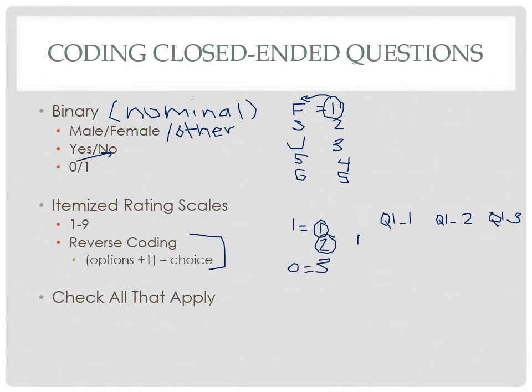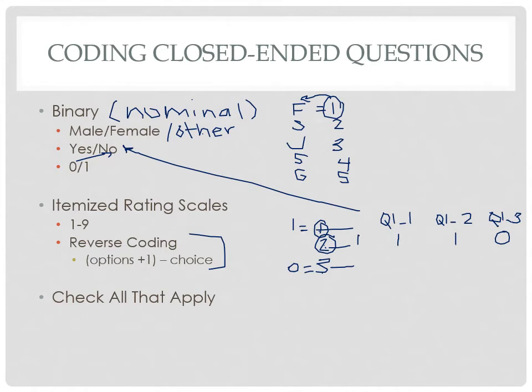So essentially what's happening here is we can think of this as we asked 3 separate questions. Was this a reason why you did something? Yes or no. Was this a reason why you did it? Yes or no. Was this a reason why you did it? Yes or no. And this person said the first and second options were reasons, but the third was not a reason. So this person will get a 1 for Q1_1, a 1 for Q1_2, and a 0 for Q1_3.